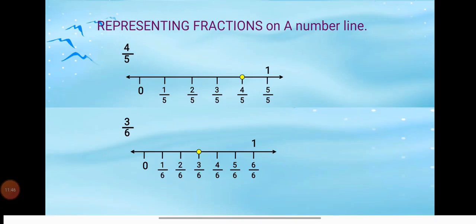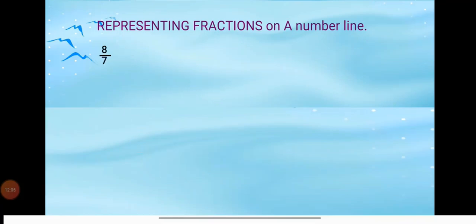So when we have a proper fraction, a number like 4 by 5 and 3 by 6, we know it's smaller than 1. So it will lie between 0 and 1. Let us move ahead and see another example.